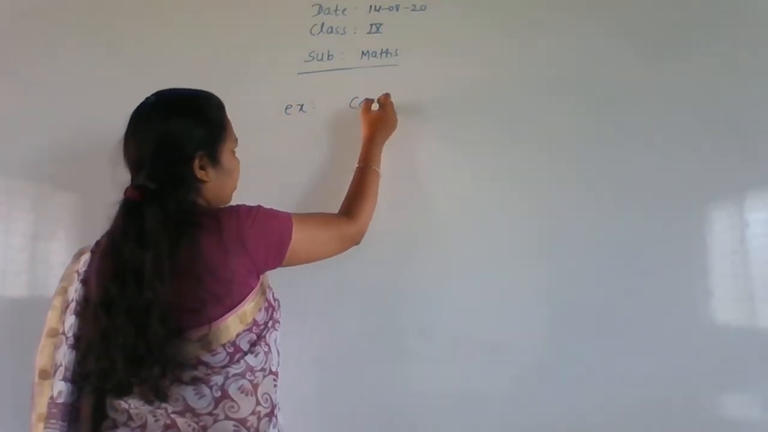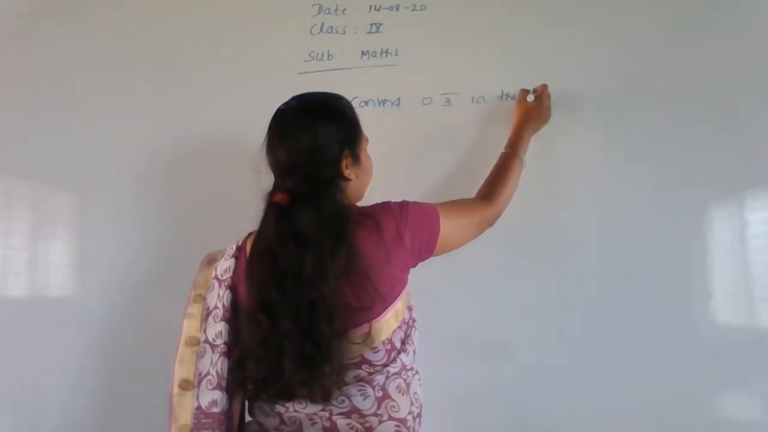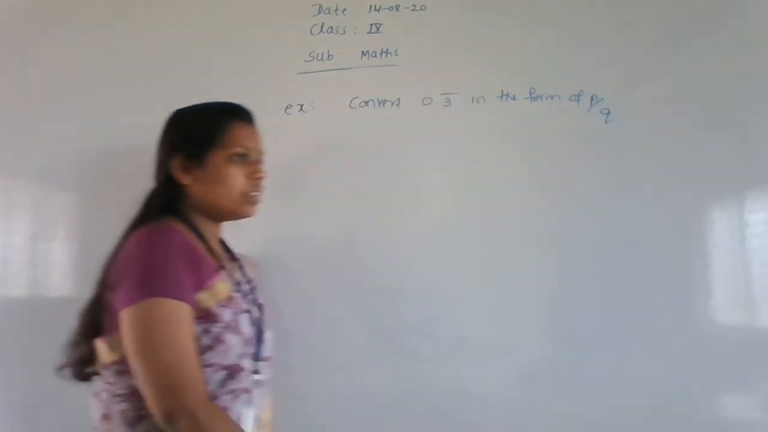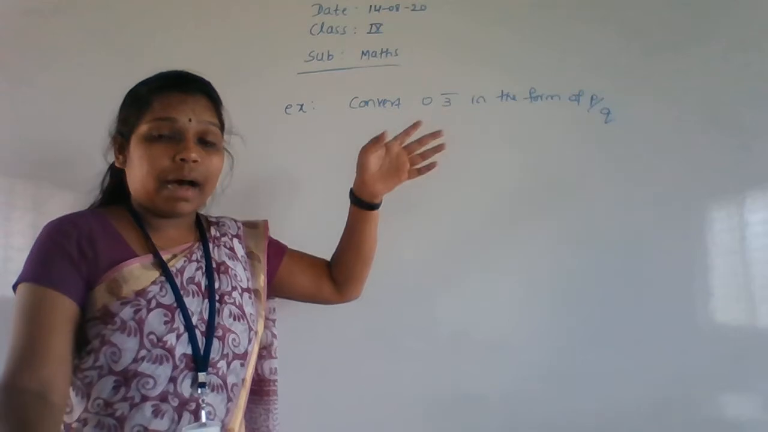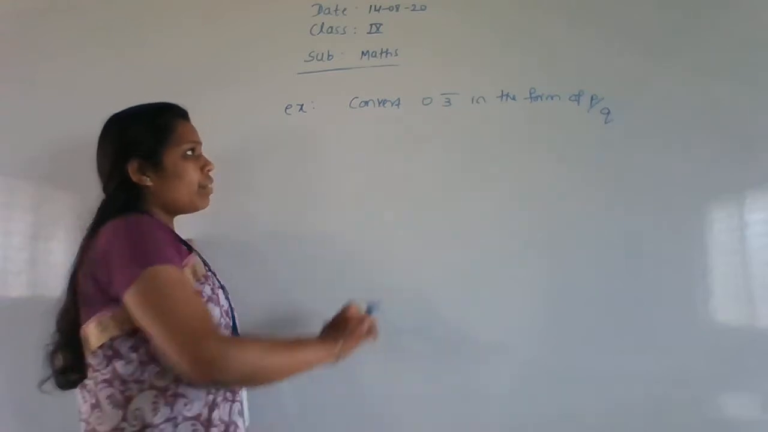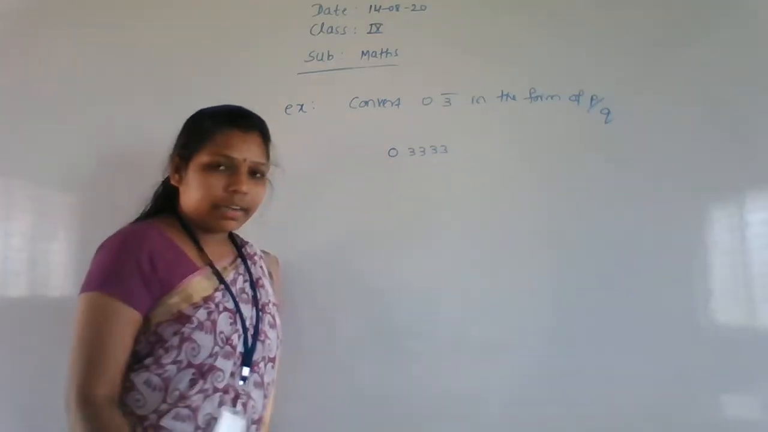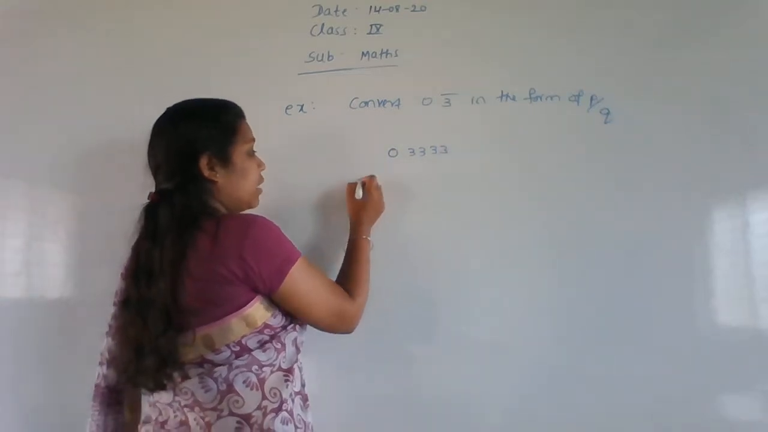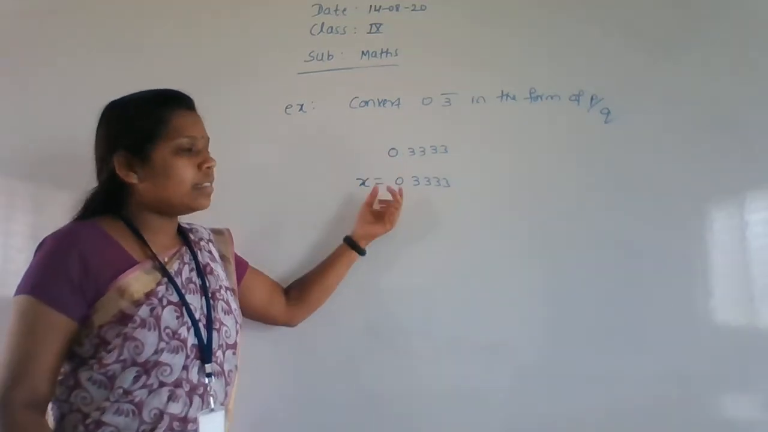I am giving an example here. Convert 0.3 bar into the form of P by Q. So you have to convert this number in the form of P by Q. The example they have given is 0.3 bar. So you have to convert this number in the form of P by Q. Here 0.3 bar is nothing but 0.333, like that you can take it. Next, consider this number as x. The given number is x.